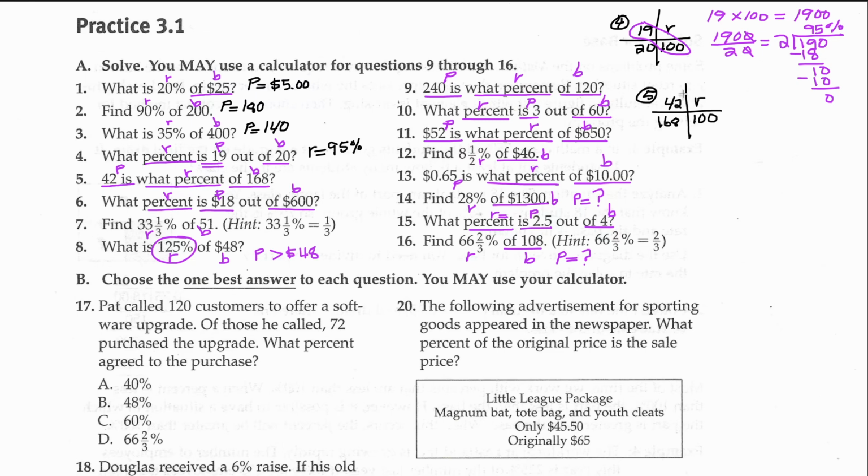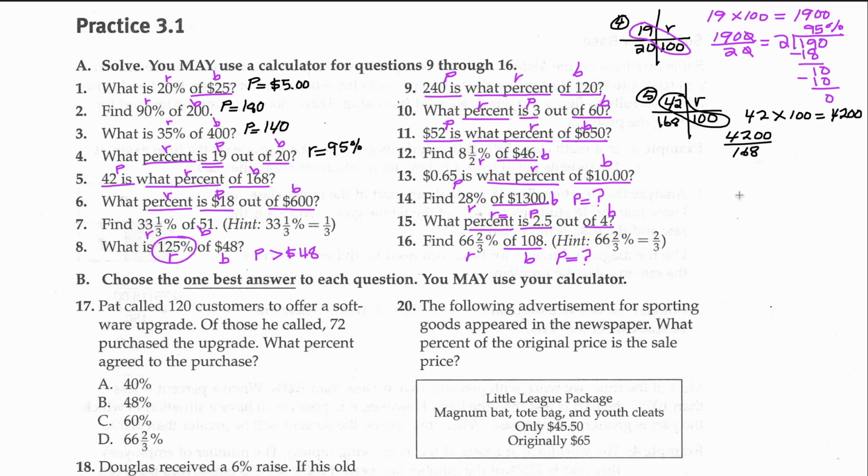We are going to multiply the 2 that's given diagonally. So step 1 is 42 times 100. That's going to give you 4,200. Okay, step 2, divide 4,200 by 168.